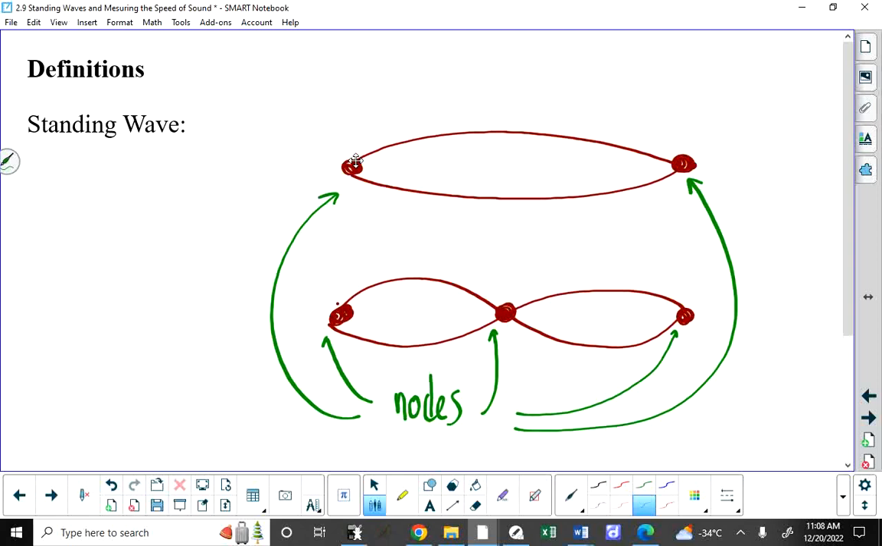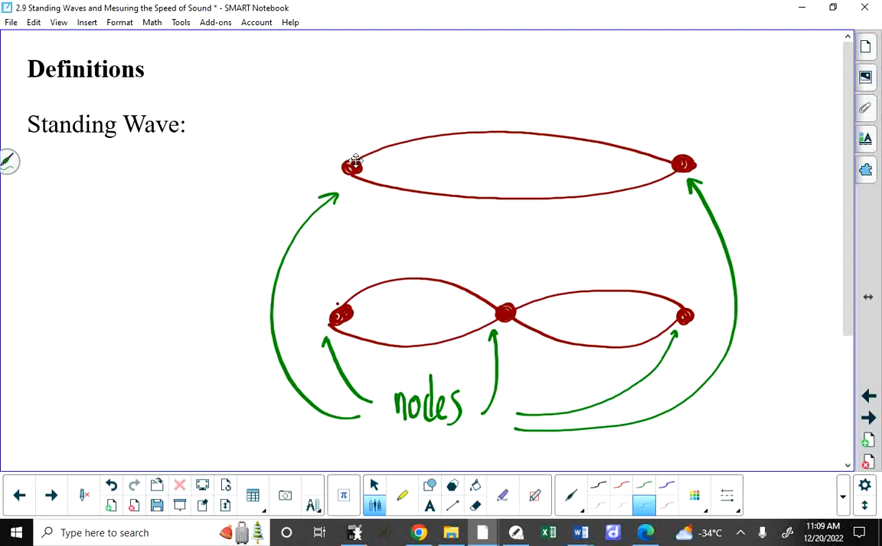Now, you cannot just take any string and get it to vibrate in this way up top where you have 2 nodes, or in this way where you have 3 nodes, or maybe where you have 4 nodes. Because there are natural frequencies. So for example, if I take this string, and I start turning this end, I'm not getting any nodes, am I? It just looks like a big slinky.